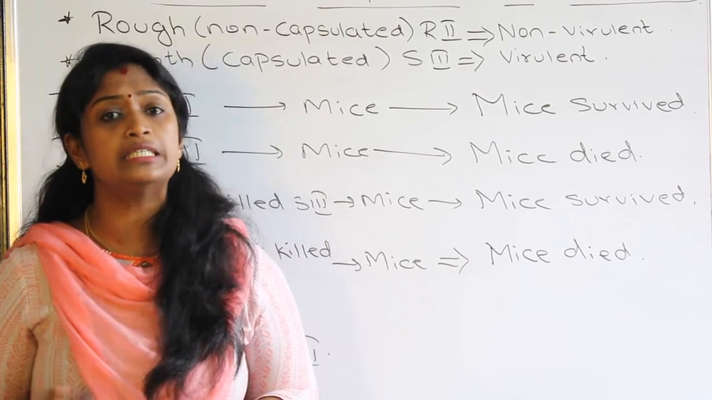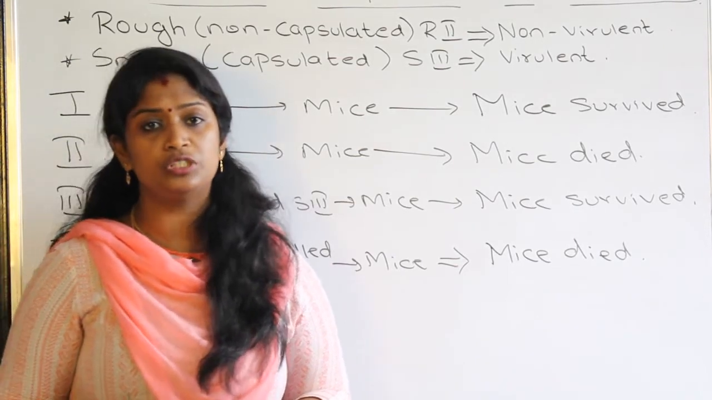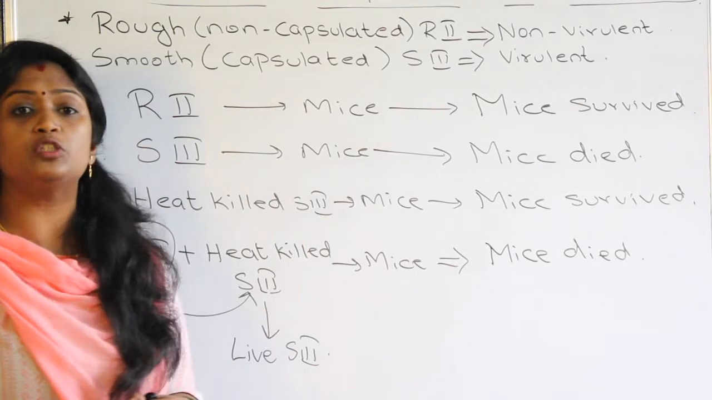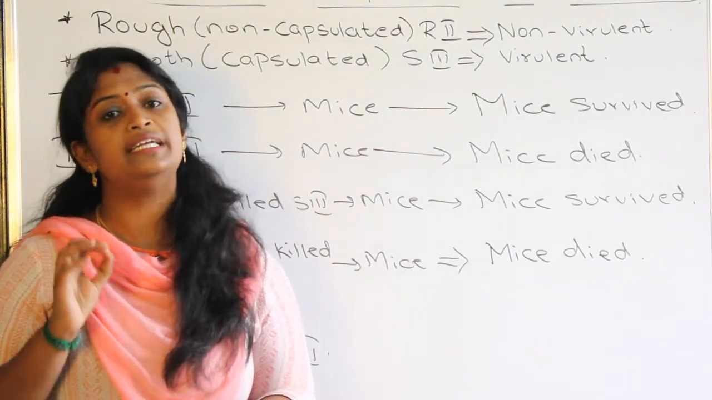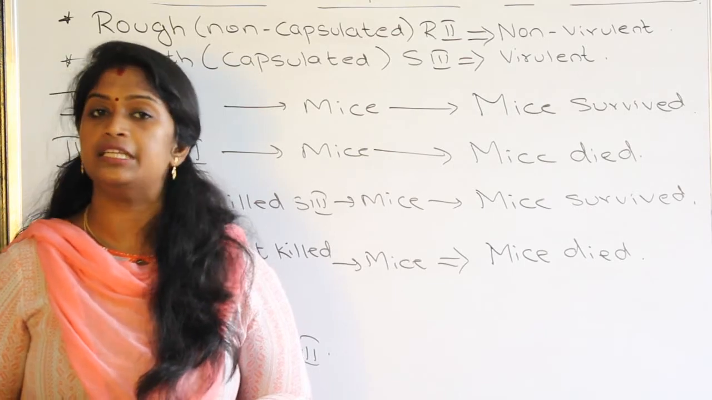About 16 years later, three scientists gave a perfect conclusion for the fourth experiment of Griffith, which proved DNA is the genetic material. Let's study about this experiment in the next video.